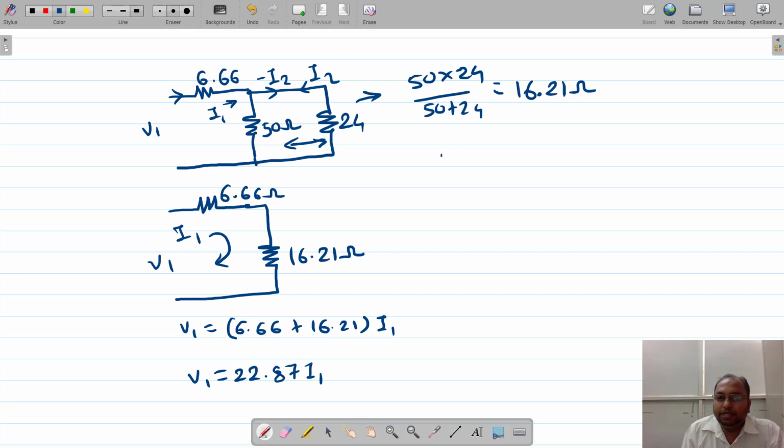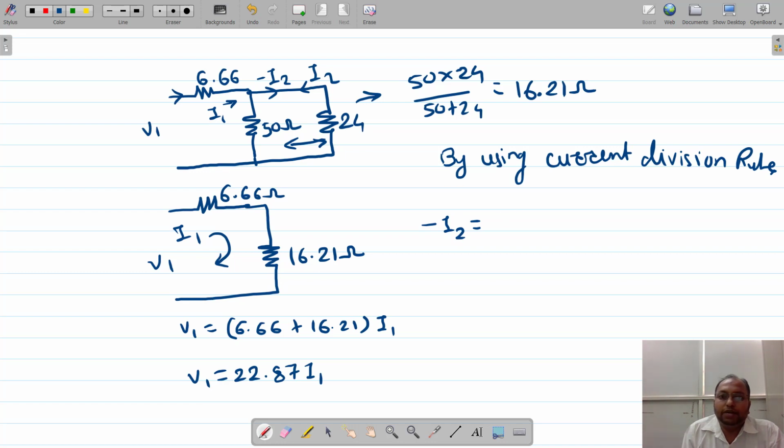So by using the current division rule, we get minus I2, which we are finding out. I2 is flowing through this 24 ohm, therefore the total incoming current is I1, and it is going to get divided. We want the current flowing through the 24 ohm, therefore its opposite branch resistor will be 50, and then 24 plus 50.